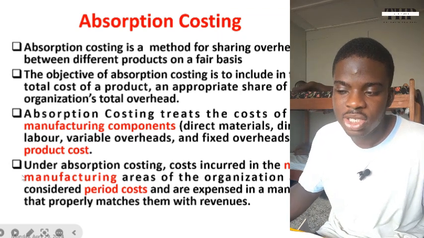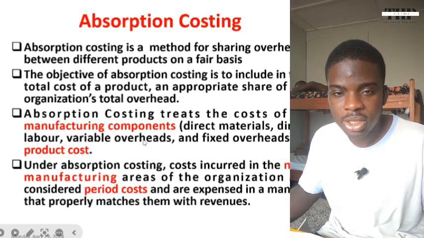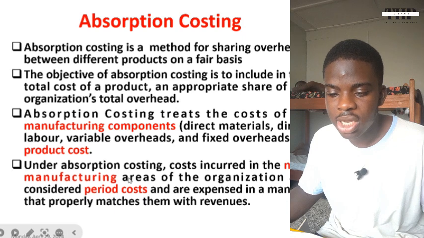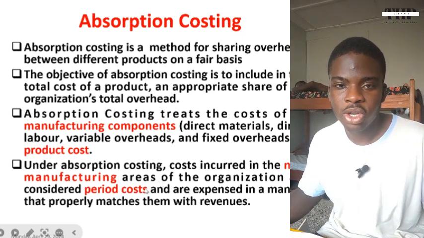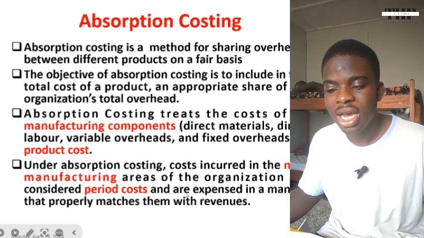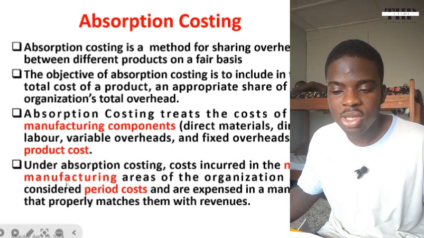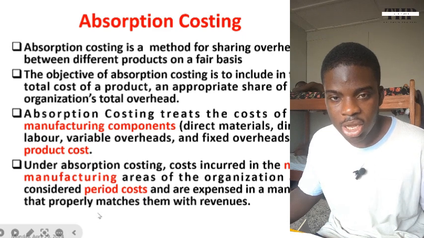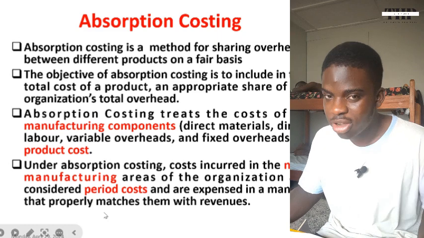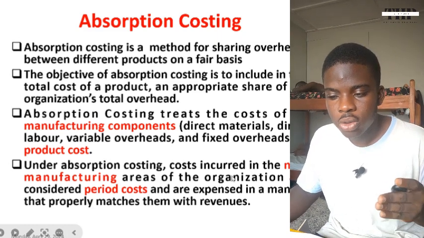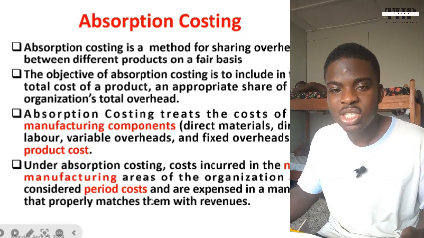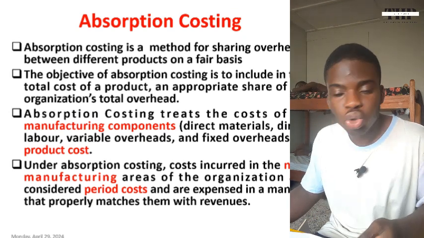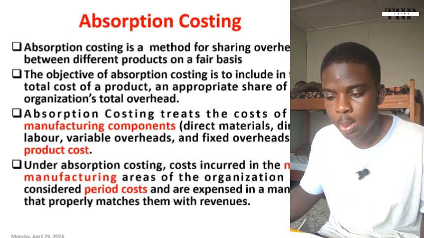Now, absorption costing classifies the cost of all manufacturing components, that's direct materials, direct labor, variable overheads, and fixed overheads, as product cost. Under absorption costing, costs incurred in the non-manufacturing areas of the organization are considered period costs and are expensed in a manner that properly matches them with revenues. Notice that these non-manufacturing areas, that's the non-production areas, are human resources, accounting, marketing, research and development. So we consider these costs period costs, and I'll explain that when we get to the income statement, why they are considered period costs and the way they are included in the calculations, or expensed. Well, moving on.